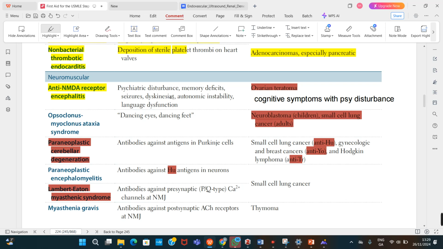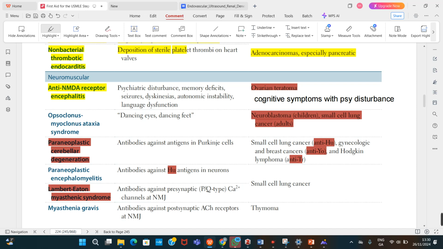Which ovarian cancer do we rule out in dermatomyositis? Ovarian adenocarcinoma. Yeah. In anti-NMDA encephalitis, you are ruling out ovarian teratoma. That's the difference. Teratoma. So how will the patient present?